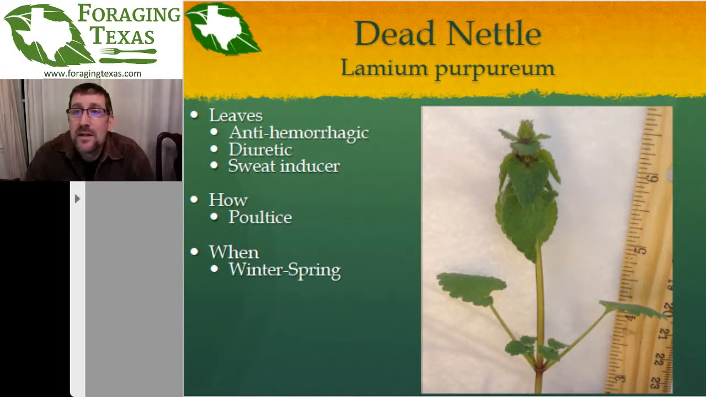Go figure. So the uses of this are kind of interesting. The leaves are an anti-hemorrhagic, which is just a fancy way of saying it stops bleeding. Think of it like yarrow, which I'll talk about at some point. Crushed up leaves applied as a poultice will cause the capillaries to constrict and slow down and hopefully stop bleeding. If you consume it, drinking it, it helps you expel fluids, both as a diuretic, which means it makes you go pee, but it also induces sweating.